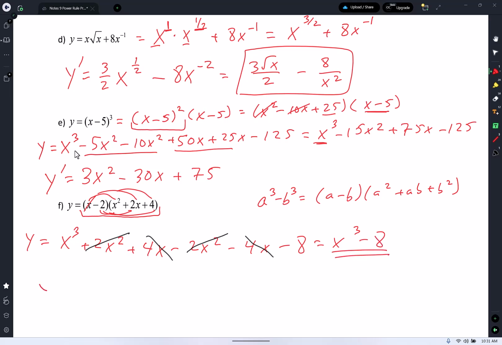Here we go. Y prime. I would really, really like for you guys to recognize that as difference of cubes, but it's fine if you don't. What's the derivative of x cubed? 3x squared. And then that's it.